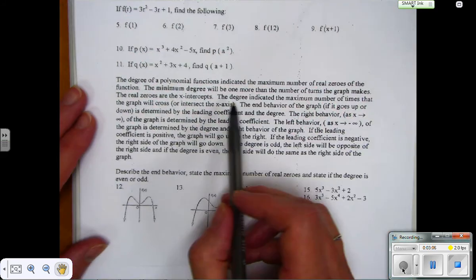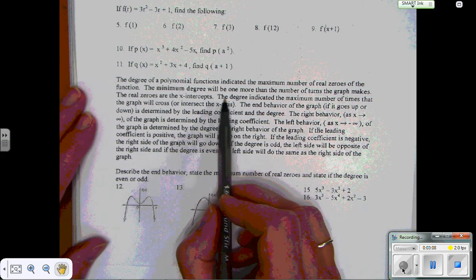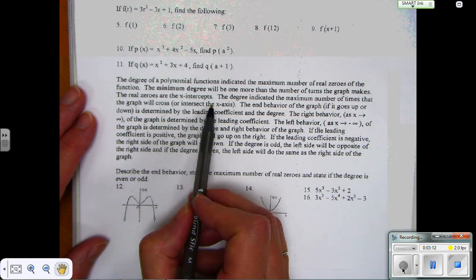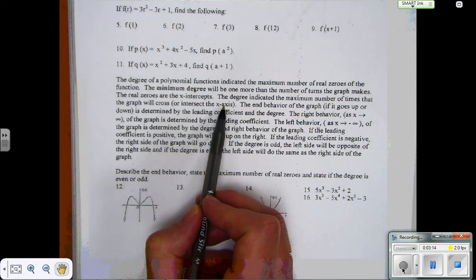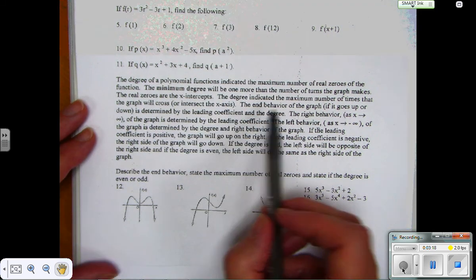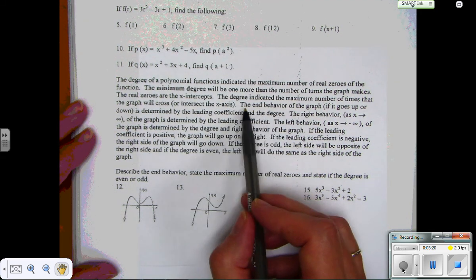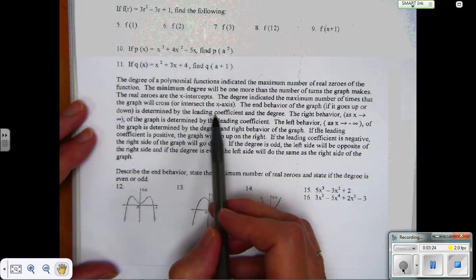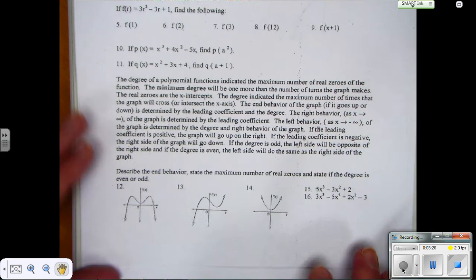Starting right here. Okay, so we've already said this. The degree indicates the maximum number of times that the graph will cross the x-axis. So if the degree is 2, then it could cross up to 2 times on the x-axis. Now we're going to talk about end behavior. The end behavior of the graph, if it goes up or down, is determined by the leading coefficient and the degree. So I want to explain that to you without reading through the notes, because the notes get a little wordy.